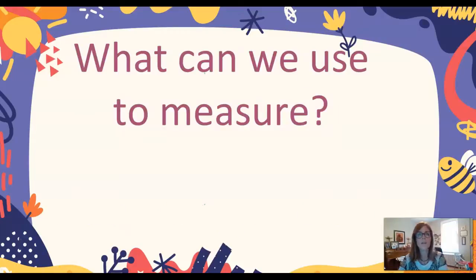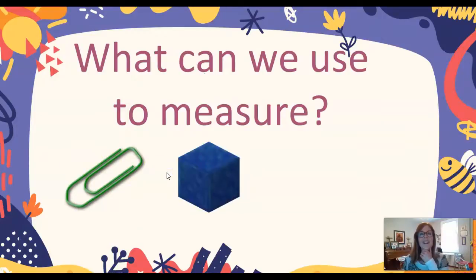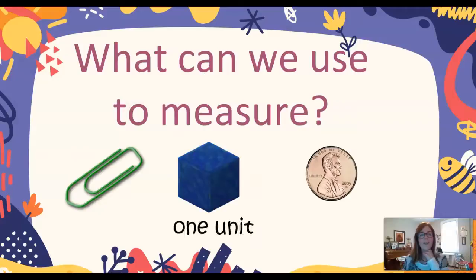What can we use to measure? Oh, there are all kinds of things. Can you think of something to use to measure? How about a paperclip? Or a cube? Or maybe even a penny could be used. Whatever we use, we call it a unit. Each of these is 1 unit. A paperclip is 1 unit if we use it to measure with. A cube is 1 unit, and a penny is 1 unit.